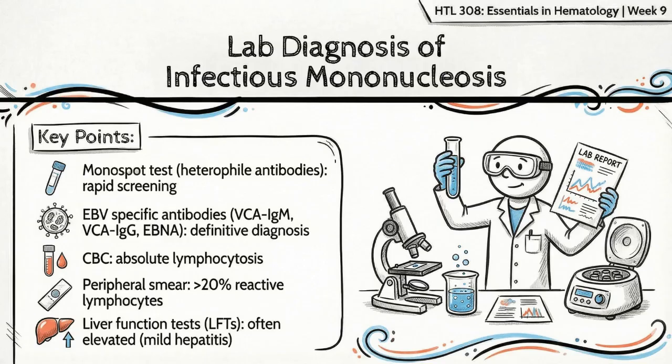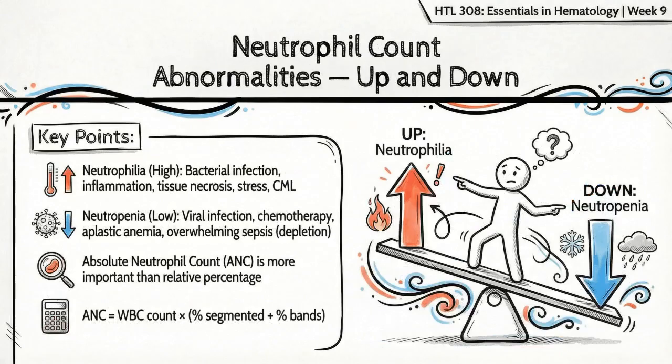Now, let's shift gears and talk about quantitative changes, when the number of leukocytes goes up or down. Neutrophilia is an absolute neutrophil count greater than 7.5 times 10 to the 9th per liter. The most common cause is bacterial infection, but it's also seen with inflammation, stress, and steroids.